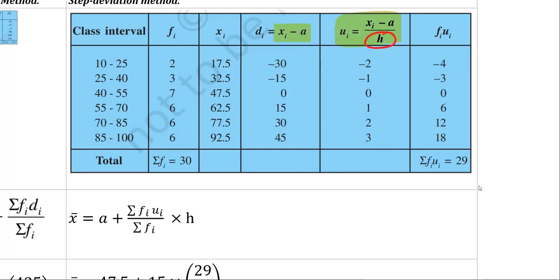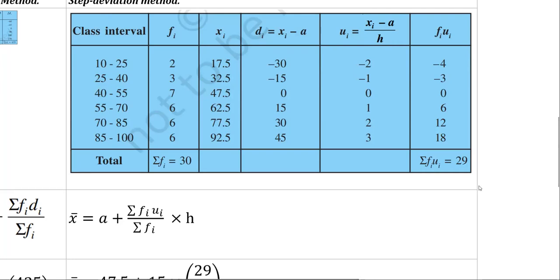So what is h here? H is the class size. Well, class size, you must be knowing, it is the upper limit minus lower limit. So that is 25 minus 10, which is 15. Ordinarily, you will have a uniform class interval. In that case, you will get the same h. That means 40 minus 25 is 15, again 70 minus 55 is again 15.